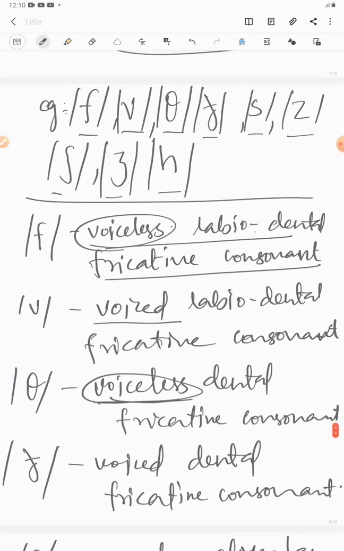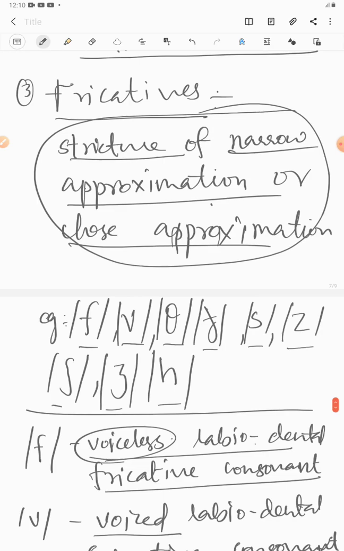Okay, so I'll repeat it once again. What are fricative sounds? Fricative sounds are those sounds in the production of which the articulating organs are brought together so close that there is only a narrow gap between them. So the air escapes through this narrow space, which results in the production of an audible sound. So fricative sounds are articulated with a stricture of narrow approximation or close approximation.